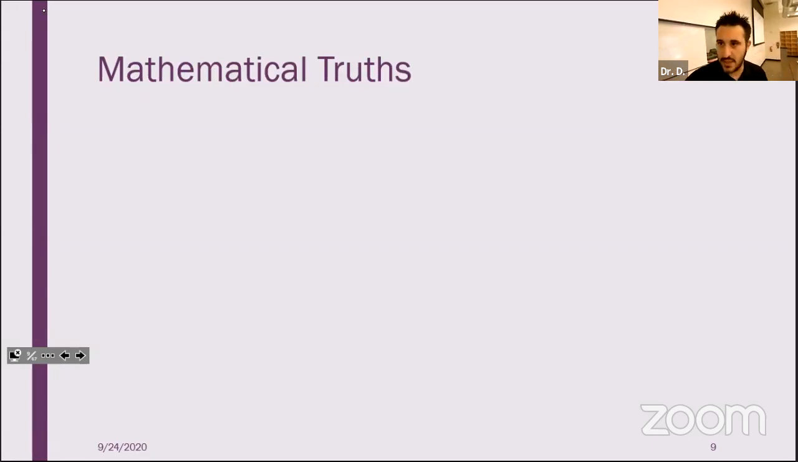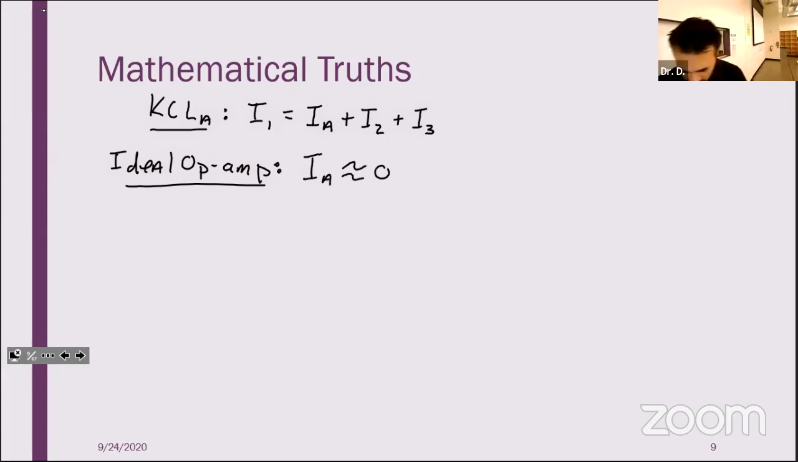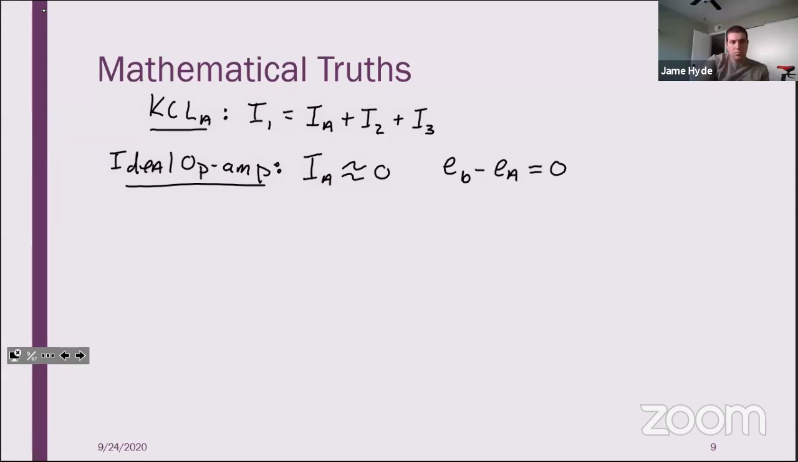And for this particular example, we've got our KCL at node A. That node's going to have I1 is equal to IA plus I2 plus I3, right? But remember, we have our ideal op amp truths. Because we have an ideal op amp, we know that IA is approximately 0. What else do we know? Well, we know that EB minus EA is also going to be considered to be 0.